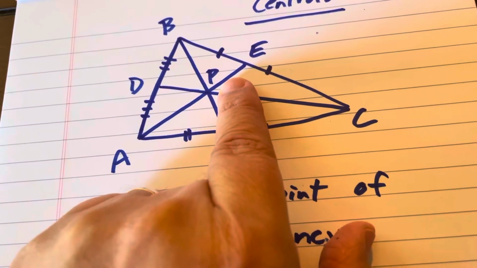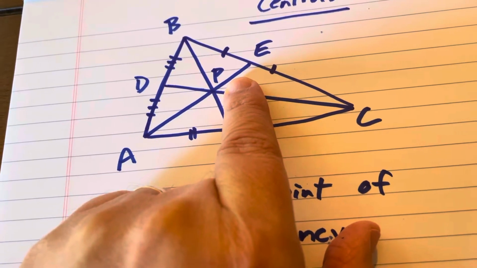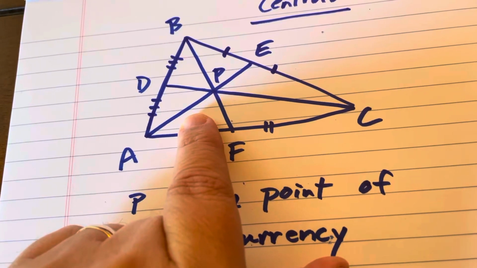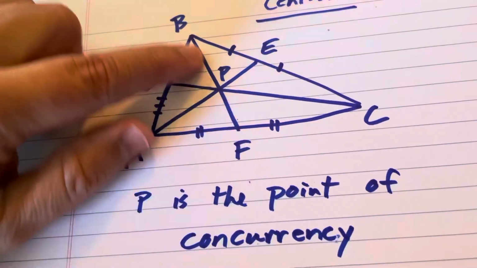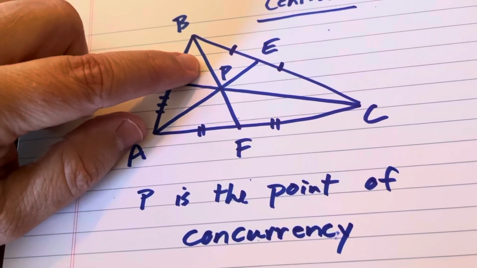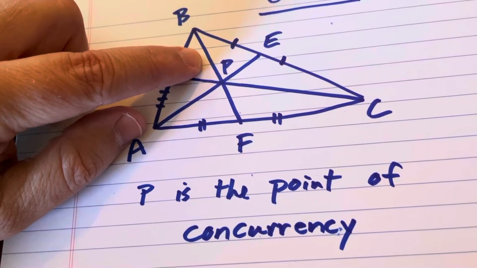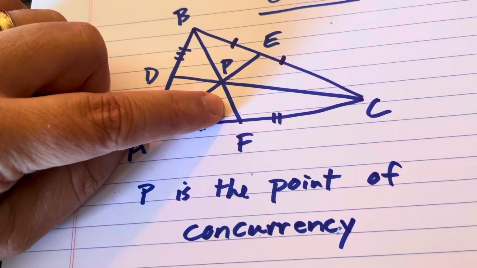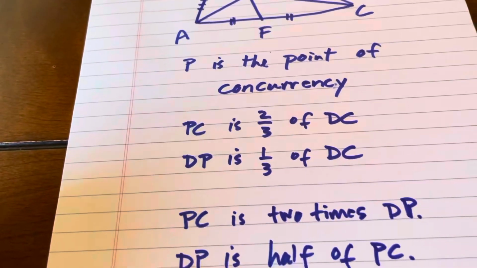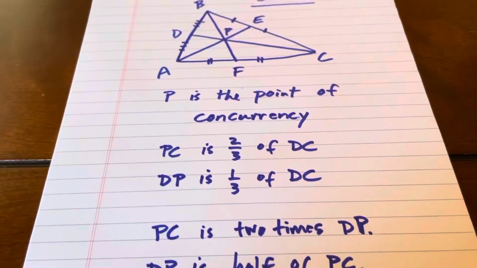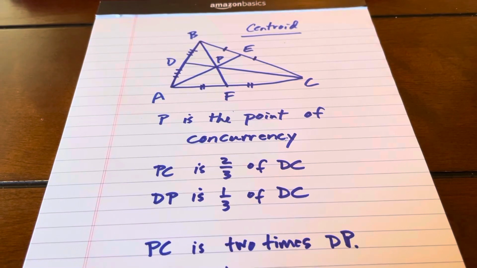So PE is 1/3 of the distance of AE. And AP is 2/3 of the distance of AE. So forth and so on. So from here to here, BP is 2/3 of the distance from BF. And PF is 1/3 of the distance to BF. And so this is what we're saying here. So when you look at this figure, we need to know these facts.